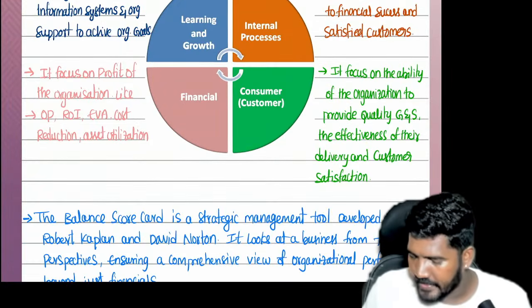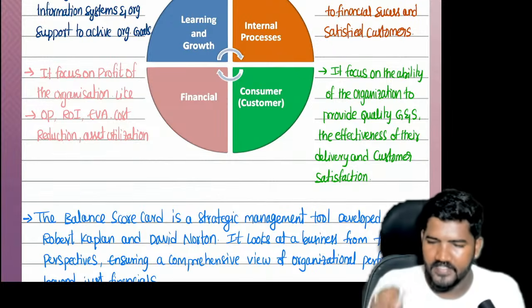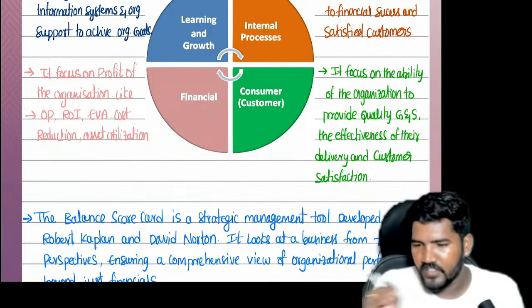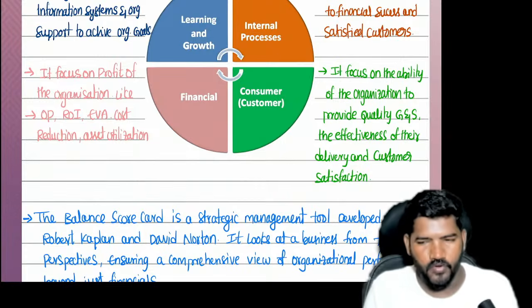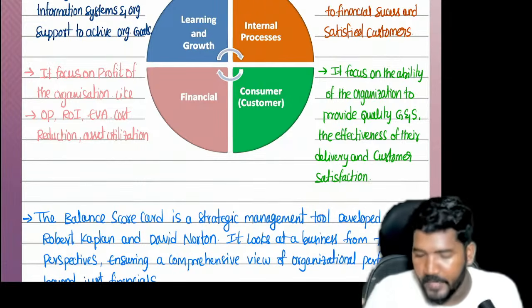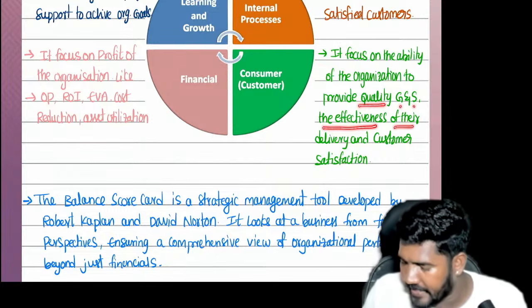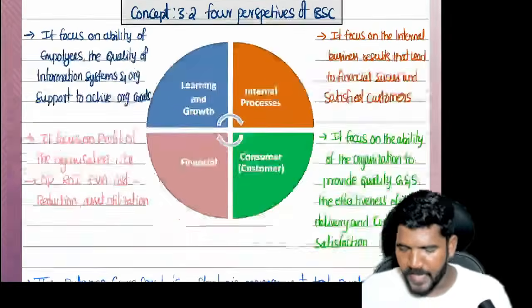Next, when it comes to customer satisfaction, many times I learned customer is the king of business. Customer is the backbone of the business. So if you provide satisfaction to the customer with the help of a quality product and timely delivery, automatically the customer will be retained for your company only. If you have a loyal customer base, you can reduce the competition. It focuses on the ability of the organization to provide quality goods and services, the effectiveness of their delivery, and customer satisfaction. So these are the four perspectives of the balanced scorecard.